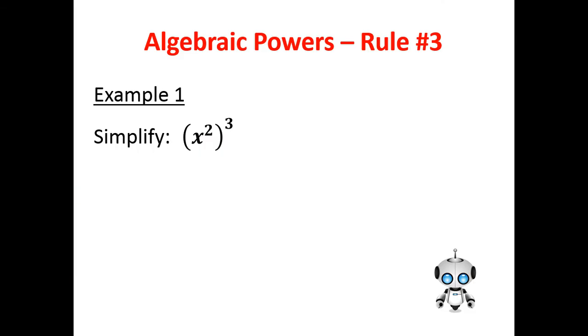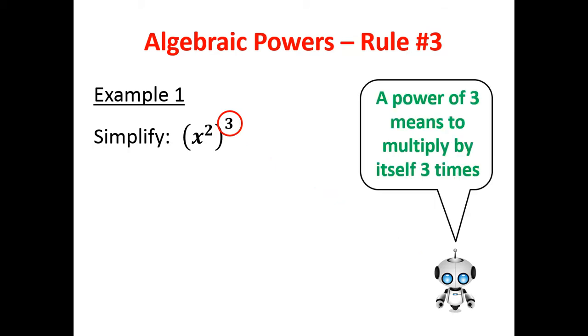Example 1. Simplify x to the power of 2 all raised to the power of 3. Well, notice the power of 3 outside the brackets means whatever's in the brackets is going to be multiplied by itself 3 times. A power of 3 means to multiply by itself 3 times.